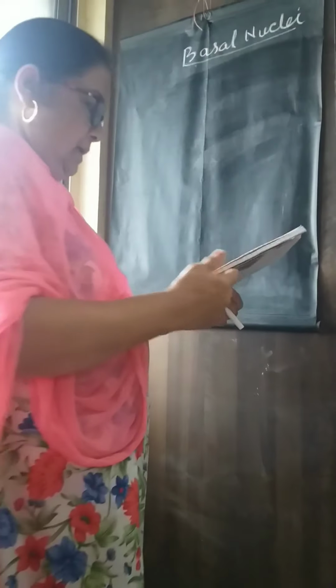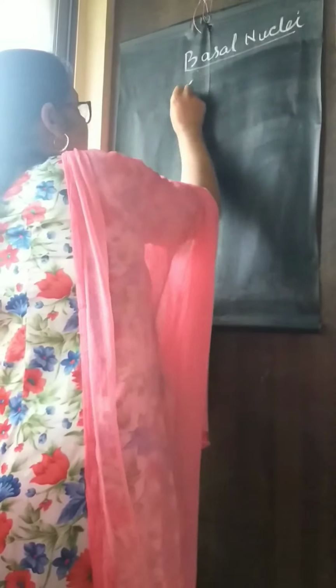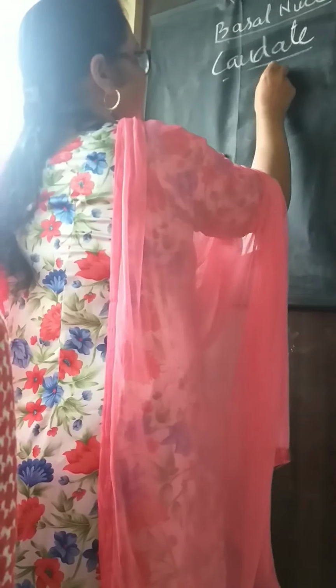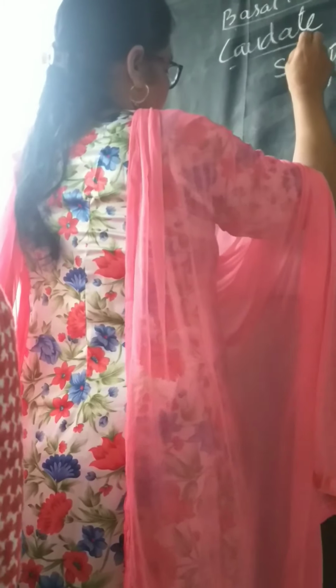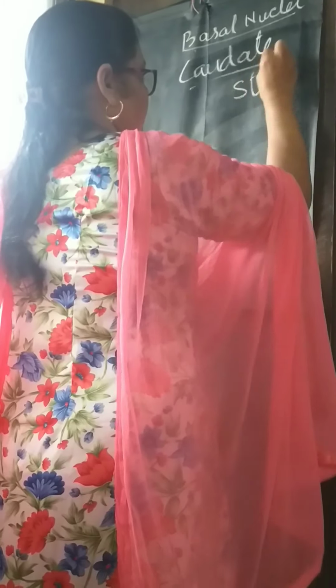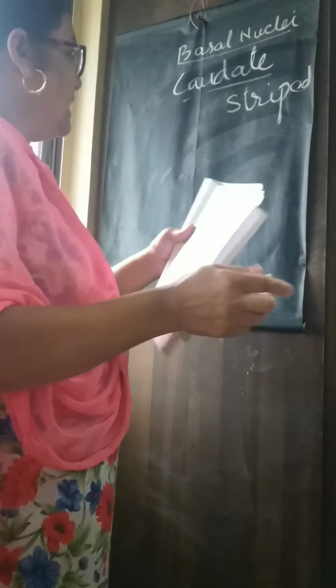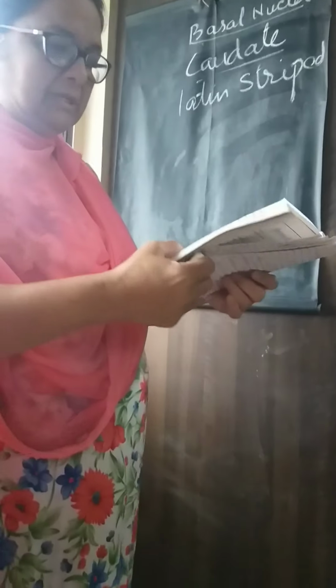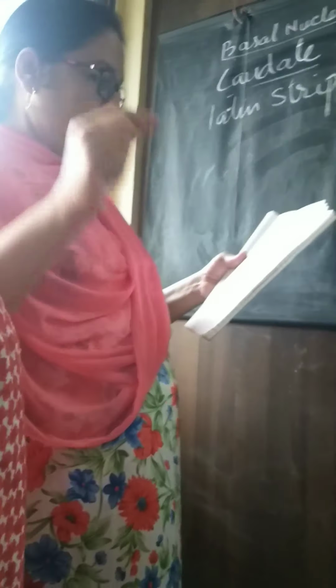Now, first of all, the caudate nucleus. The caudate nucleus in Latin means tail-like, striped. Okay? So there are stripes present along the caudate nucleus. It has a striped body. That's why it is called the caudate nucleus.